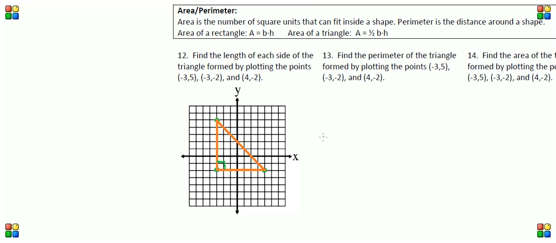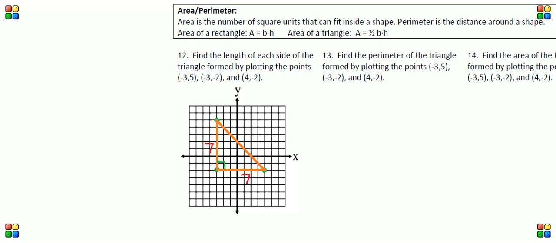Okay, the good part about a right triangle in this orientation is, we've got a vertical leg. All we got to do is count the units. So 1, 2, 3, 4, 5, 6, 7. The length of that side is 7. The length of this horizontal side is also 7.